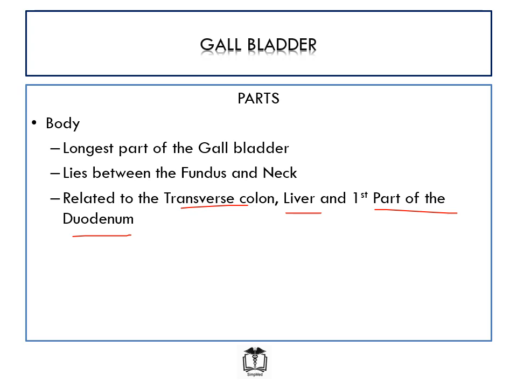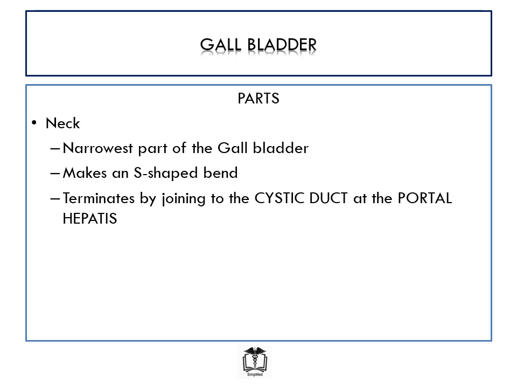Then finally, we have the neck of the gallbladder, which is the narrowest portion of the gallbladder. It has an S-shaped bend, and this is significant when talking about the different pouches which tend to form when we look at its internal structure. The neck is the terminal or distal part of the gallbladder. It terminates by joining the cystic duct, which eventually combines with the common hepatic duct to form the common bile duct.